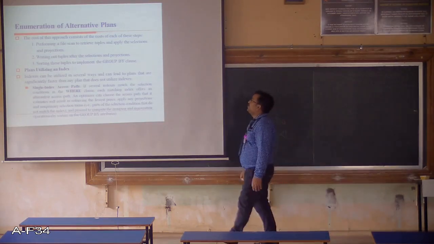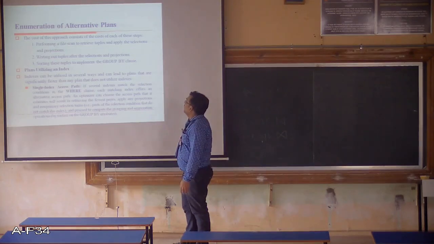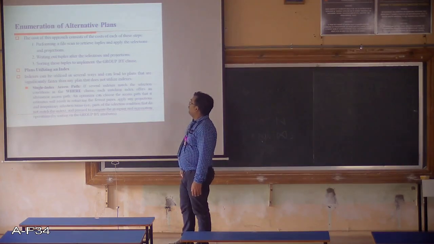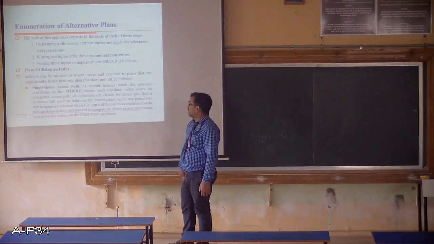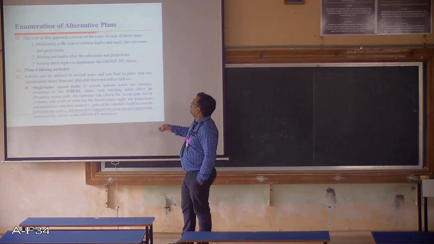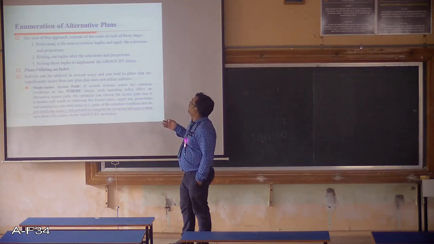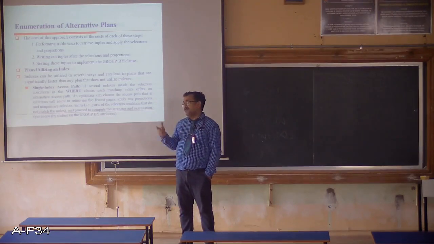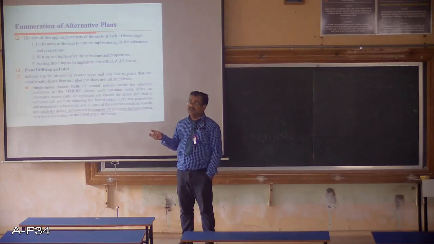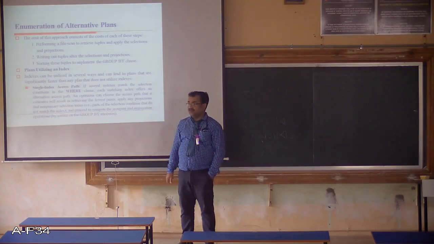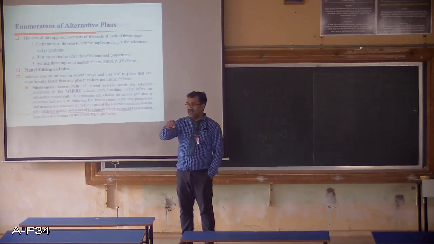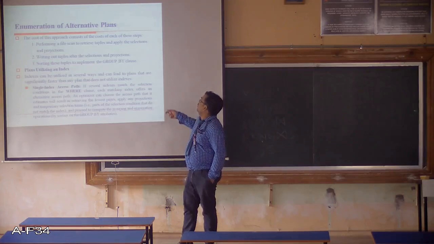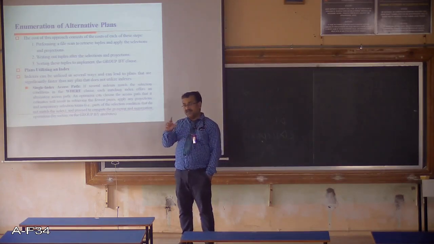Now the cost of this approach involves the following steps. As you can see, step number 1 is the cost required to perform the file scan and apply the selection and projection. That is the main cost, because you have to go for direct file scanning. All the pages in the database which relate to that particular relation mentioned in the query, all those tuples have to be retrieved by direct file scanning, and then the selection and projection applied on them. So that is the main cost involved there.